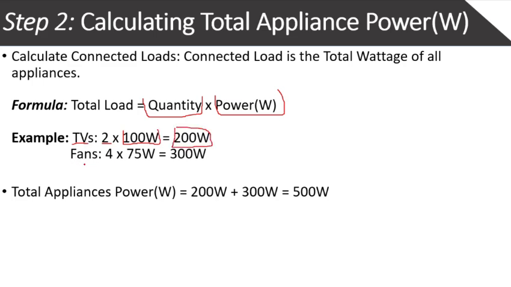For our fans, we have 4 fans, which is our quantity. We multiply this quantity times the total power consumption for each fan, which is 75 watts. It will give us 300 watts. Now you do the same for each of your appliances.